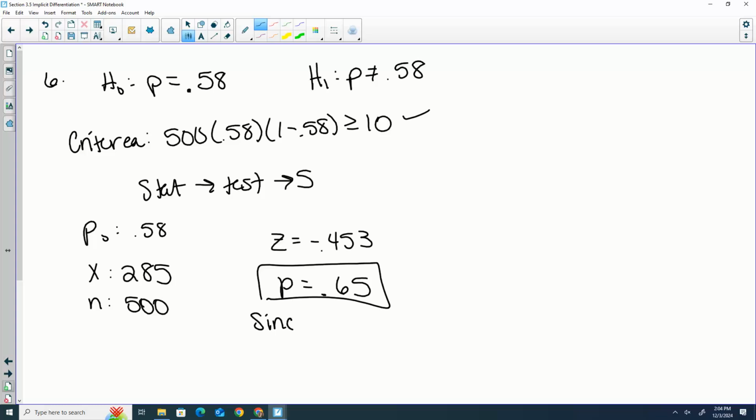My alpha here was 0.05, so since P is greater than alpha, we fail to reject.